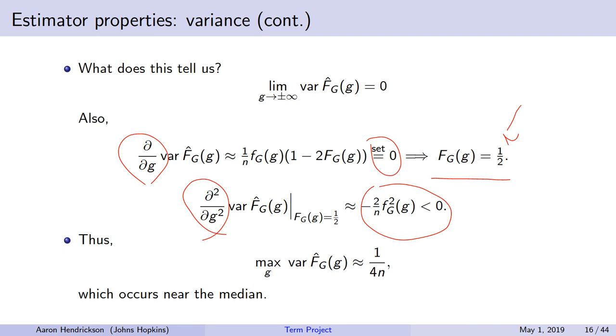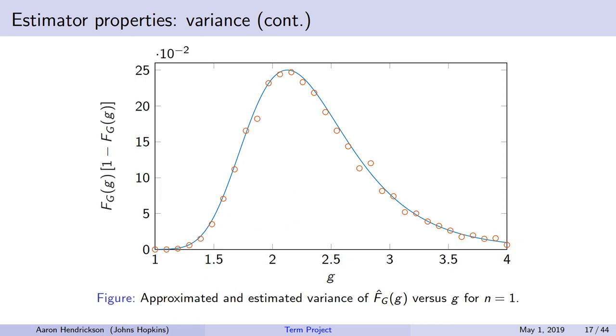And when we actually solve this thing, what we get is this solution right here, which is remarkably simple. And we find that approximately the maximum variance of this thing is 1/4n, which again is going to occur near the median. And so the variance is certainly not constant. And let's show an example of this.